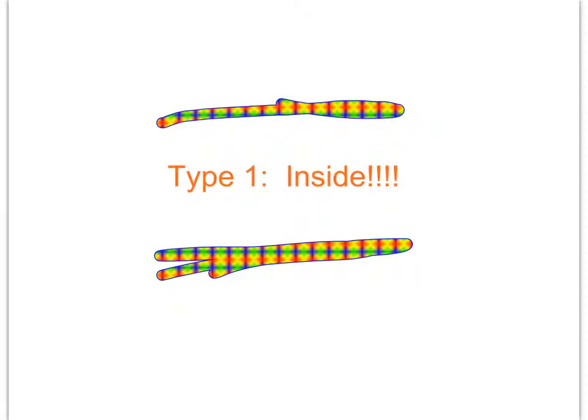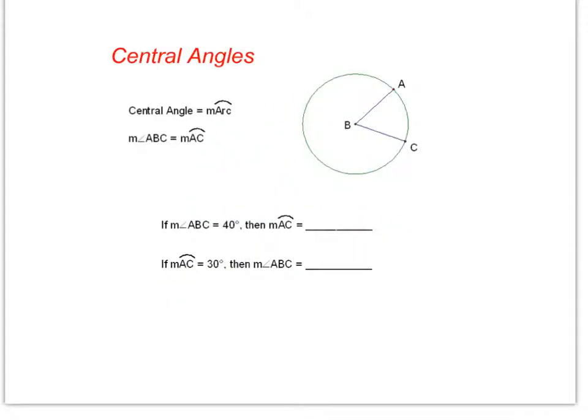The first type of angle in relationship with circles is angles that are inside of the circle. Angles inside the circle, type 1. The first one you already know about is central angles. Central angles certainly have their vertex inside the circle, and you know that because the vertex is right at the center of the circle, hence the name central angle. It's amazing how that works. Central angles have their vertex at the center of the circle.